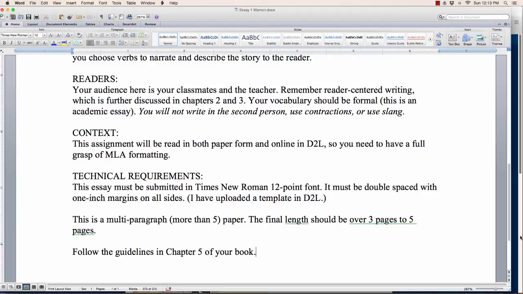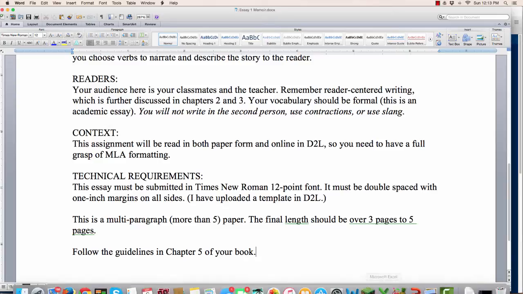This is a multi-paragraph essay. It is more than 5 paragraphs. The final length of the paper should be over 3 pages to 5 pages. So that means that all of pages 1 through 3 and then a little bit on page 4 is a minimum. Follow the guidelines in Chapter 5 of your textbook.